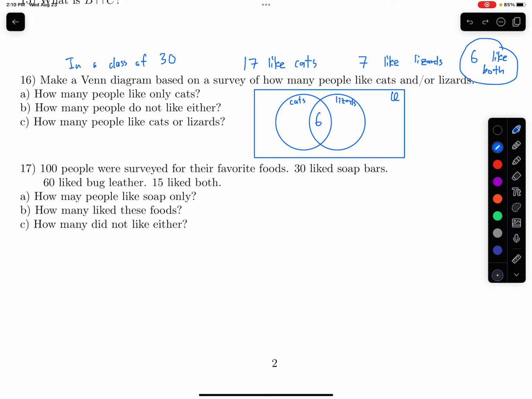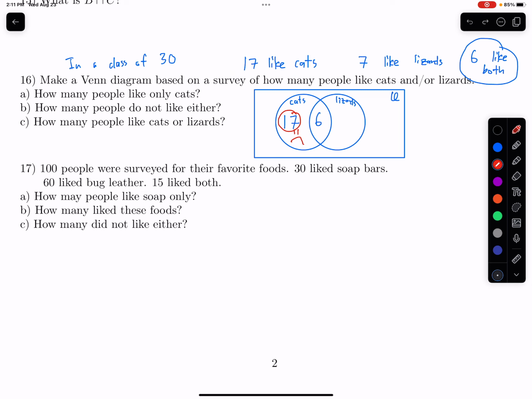So 17 people like cats. That means this number right here should be 11. Because 11 plus 6 equals 17, right? Here's the common error. A lot of people will write 17 here. That is wrong. Because if I write 17 here and I have 6 there, that means a total of, what's 17 plus 6? 23. That means 23 people like cats, but that's not right. Only 17 people liked cats, right?